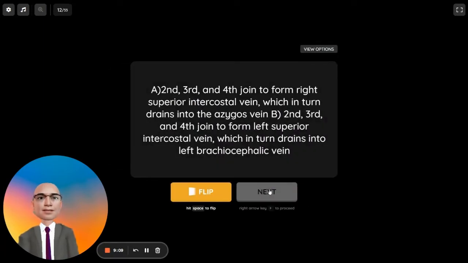Next question was a true and false question. The second, third, and fourth veins join to form the right superior intercostal vein, which in turn drains into the azygos vein, whereas the second, third, and fourth intercostal veins join to form the left superior intercostal vein, which in turn drains into the left brachiocephalic vein. So this is the draining pattern of the posterior intercostal veins on the right and left side, and both the statements are true.